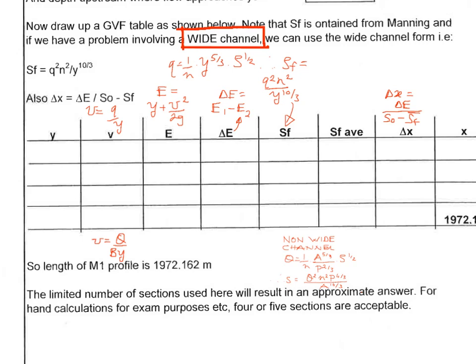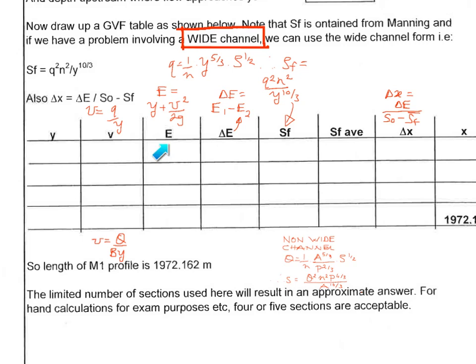Okay, well, how do we set this up in a table? Well, here's a typical table with some columns here. So we have to enter our starting depth, our finishing depth, and our 2 or 3 intermediate sections, 3 preferably. We need to calculate the velocity. If we're talking about a wide channel, the velocity would be the flow per meter width over y. The specific energy will be y plus v squared over 2g.